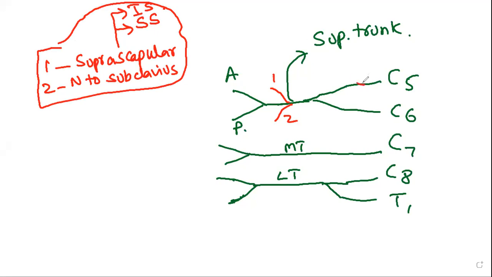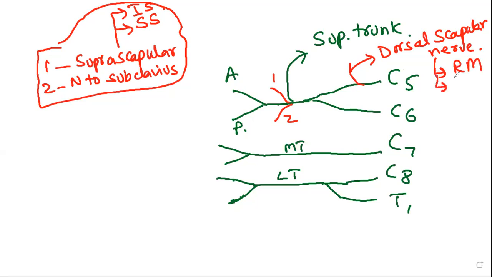From C5 root value, one nerve is going upward like this. This is your dorsal scapular nerve. And this dorsal scapular nerve, it is innervating your which muscles? Rhomboid major, rhomboid minor, and last one is your which one? Levator scapula muscle. Okay? This is coming out from the roots.